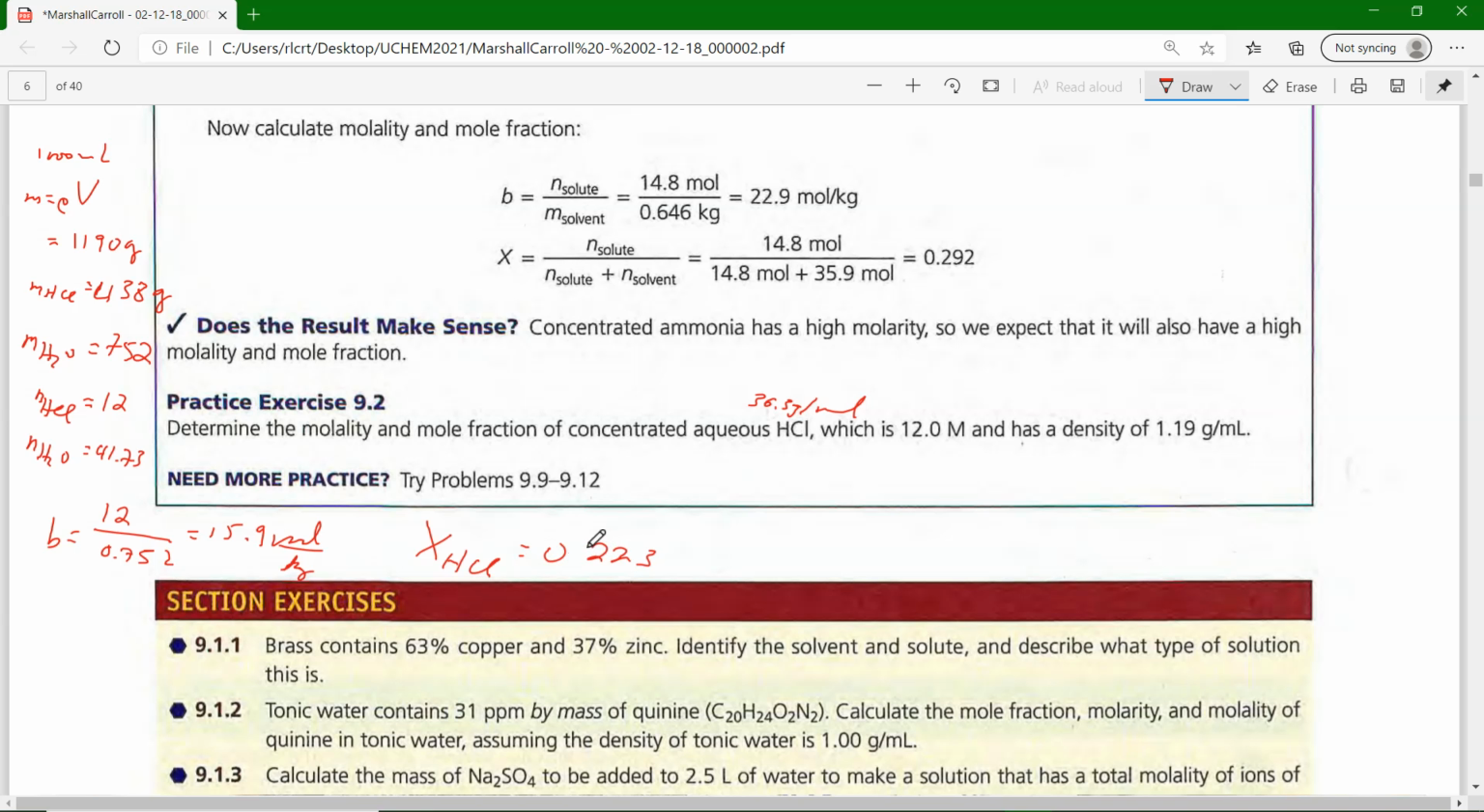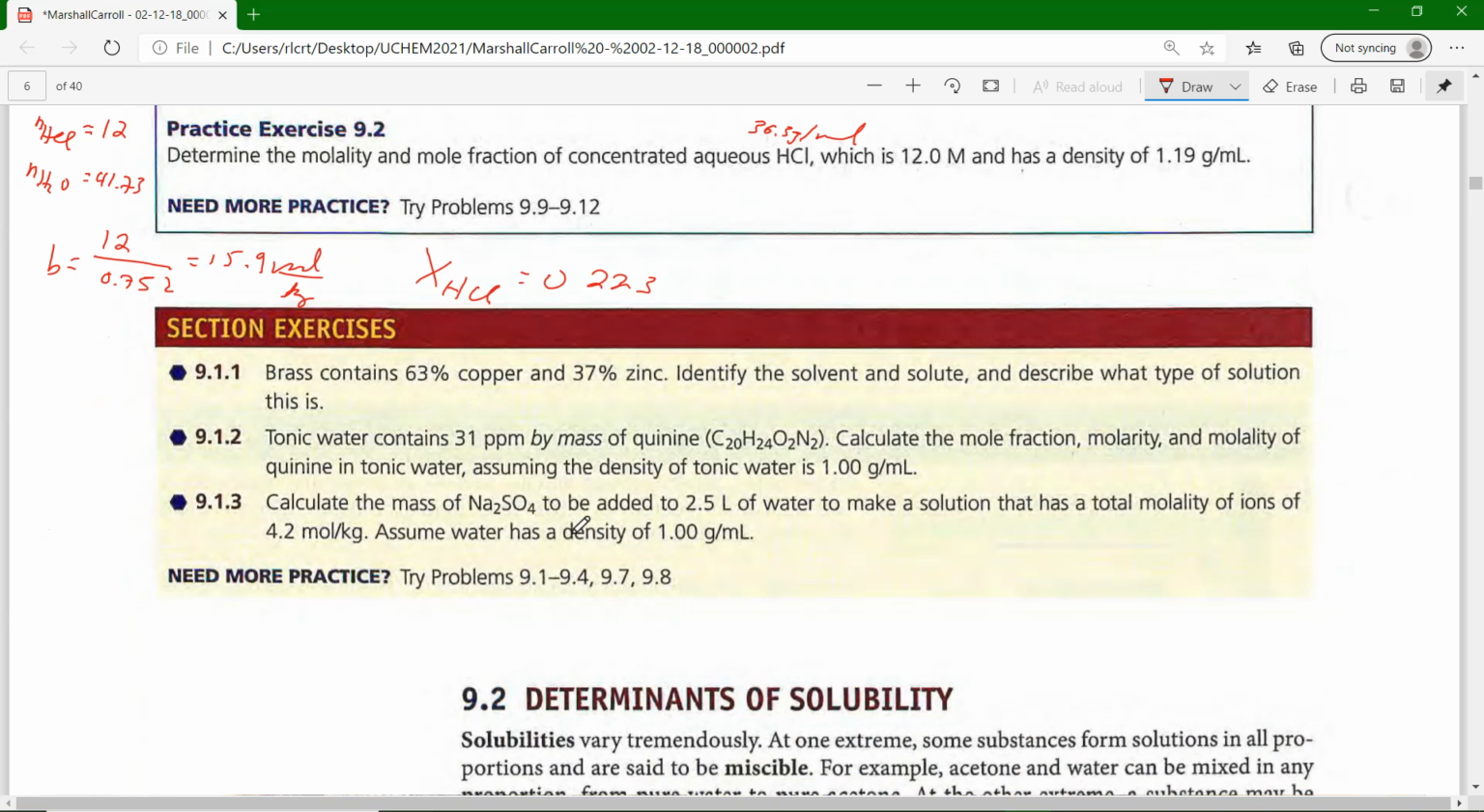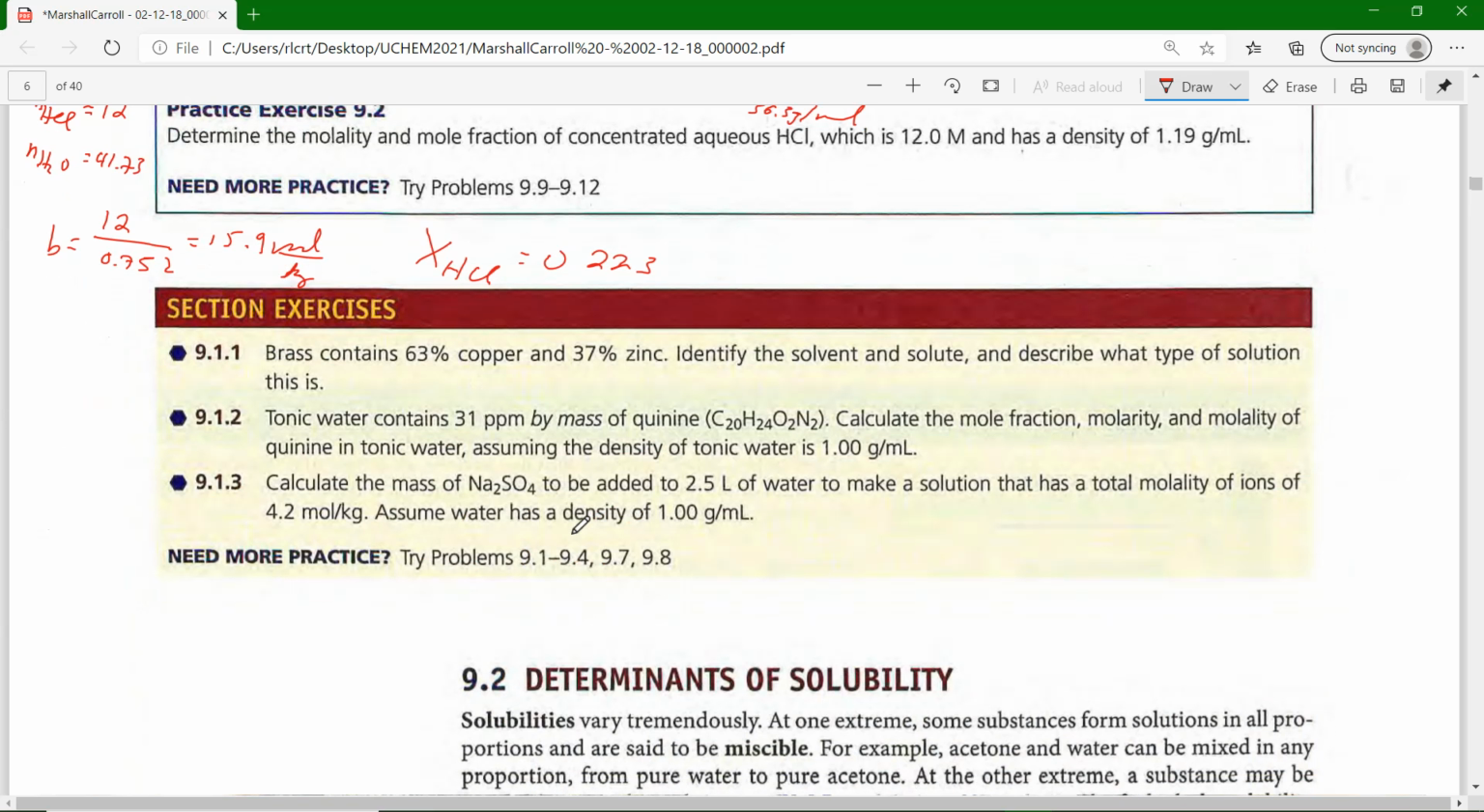Okay, section exercises. Are we going to do any of those? Oh yeah, I guess we're going to do the second one. The first one, brass is made of copper and zinc. This is a solid alloy with brass being the solvent, copper being the solvent and zinc being the solute. I always get my bronze, my brass, my pewter mixed up.